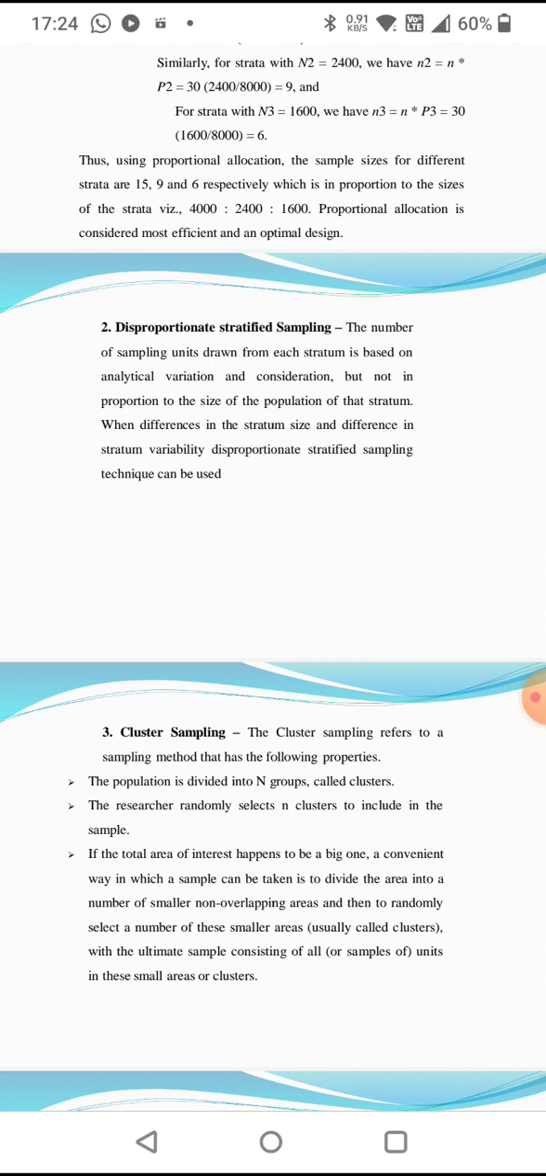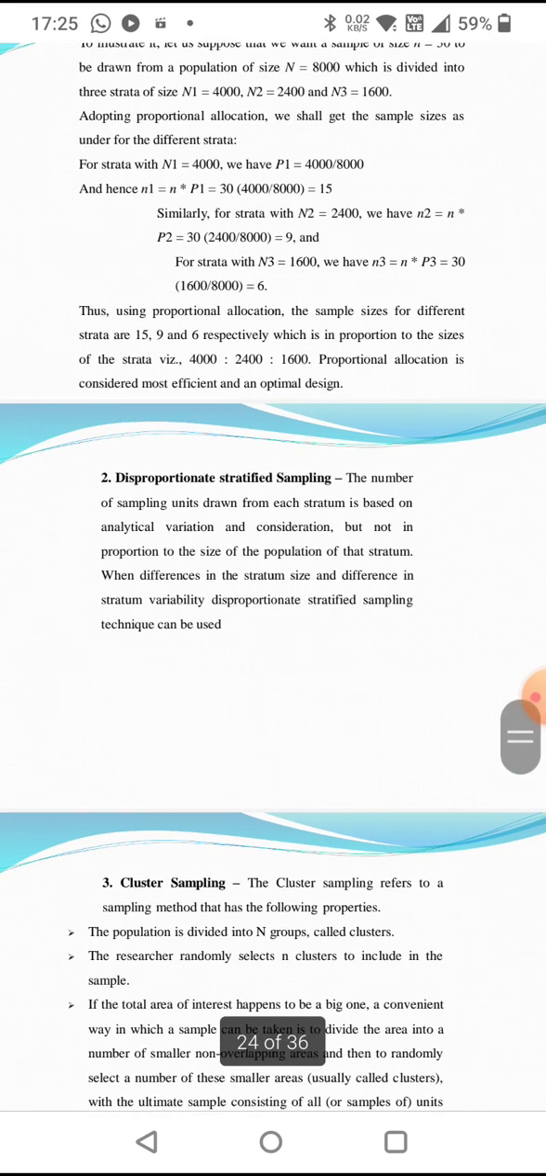proportionate stratified sampling. Stratified sampling is nothing but you are going to make strata, that is, you are going to divide the population into levels or different portions called strata, and then you are going to apply the sampling method on that, right? So in stratified random sampling, you have proportionate stratified and disproportionate stratified sampling, right? We had covered proportionate stratified sampling.